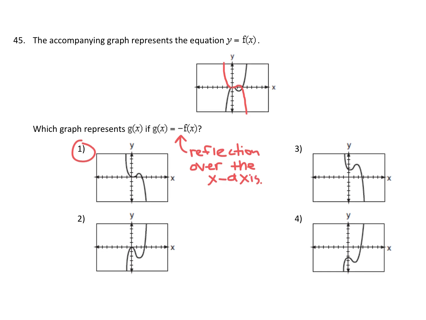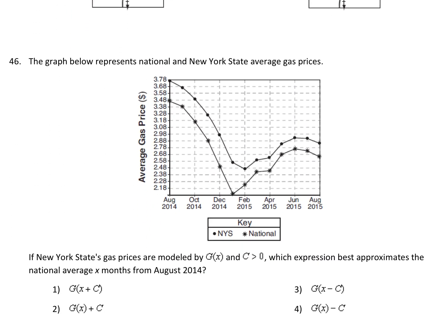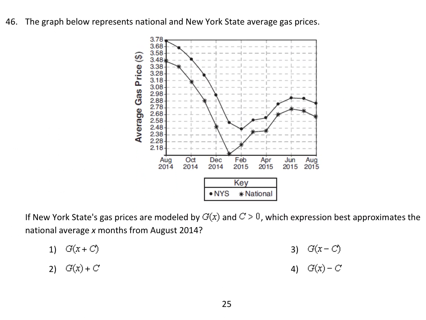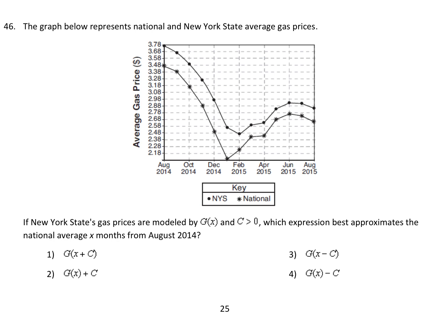All right, number 46. So they're just telling us that this graph represents national and New York State average gas prices. So they're saying New York State is this one up here, the one above it, and the national is the one below it, the one with the asterisks. Okay, so if New York State's gas prices are modeled by G of X, so we're saying G of X is New York State's. I'm going to label it. So G of X is this one, right?